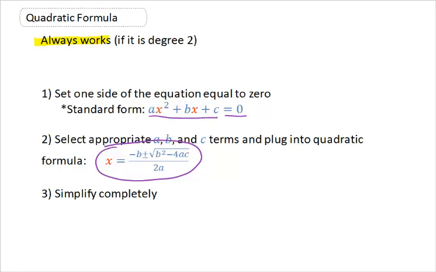Dun dun dun dun dun dun dun dun dun dun dun dun dun dun dun dun dun. Pop goes the weasel.